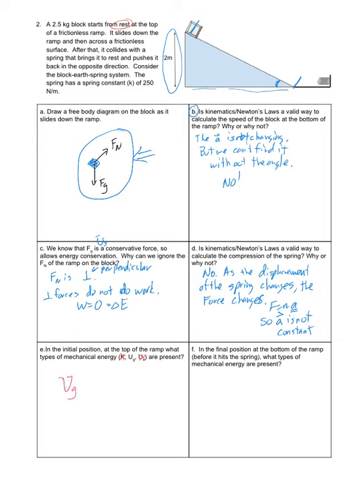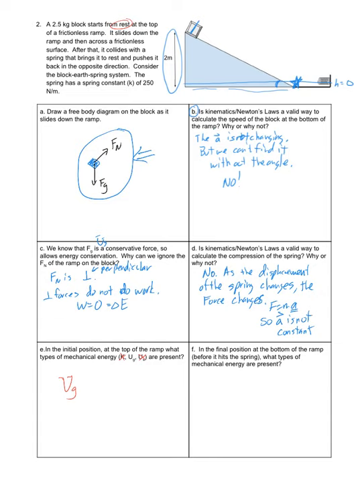Letter F says in the final position at the bottom of the ramp. So we're talking about this position right here. Right here at the bottom of the ramp, before it hits the spring, what types of mechanical energy are present? Well, it's at the ground. I think we're pretty safe to say that the ground is height 0, so no gravitational potential. If it hasn't hit the spring yet, then there's no elastic potential either.